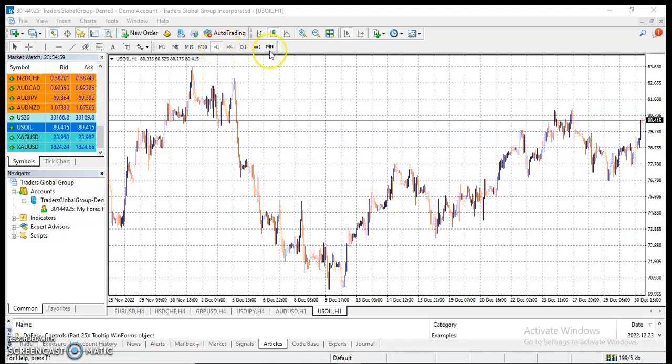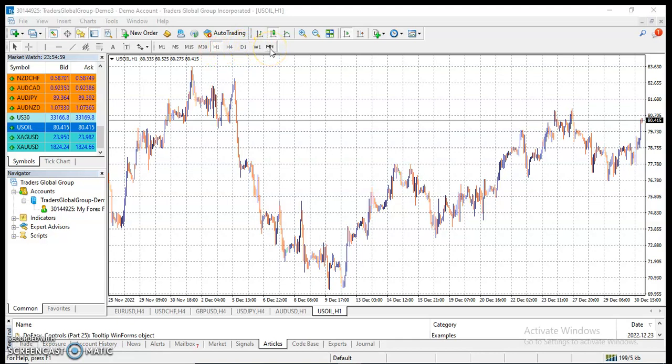1 hour. Now, if we switch the time frame to monthly, okay, I think at this point I need to talk about time frames. On the top you have M1. M1 is 1 minute, and M5 is 5 minutes. M15 is 15 minutes. This is 30 minutes. This is 1 hour. This is 4 hours. This is daily. This is weekly. This is monthly.